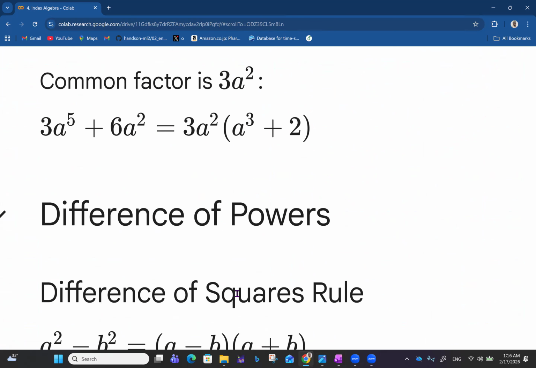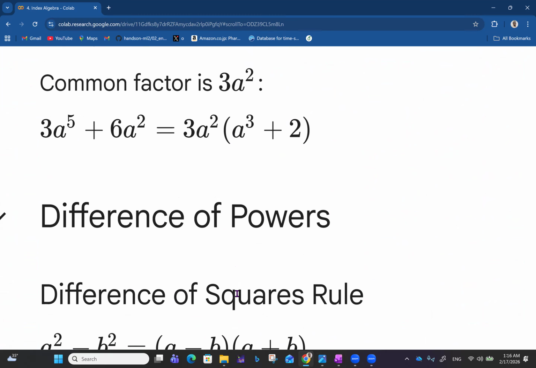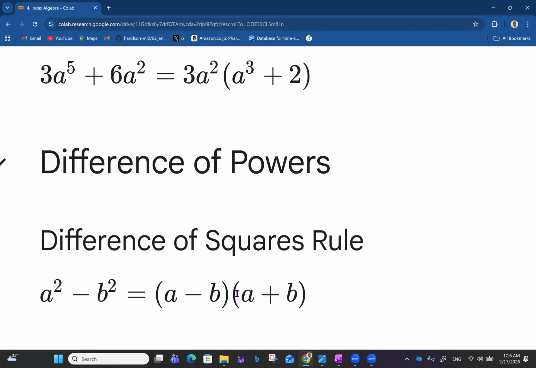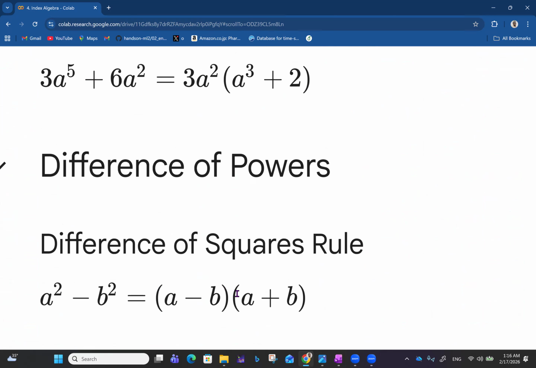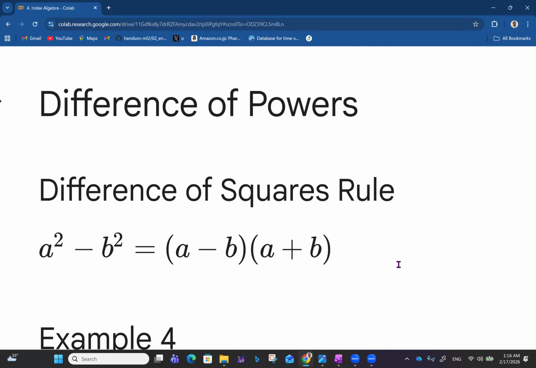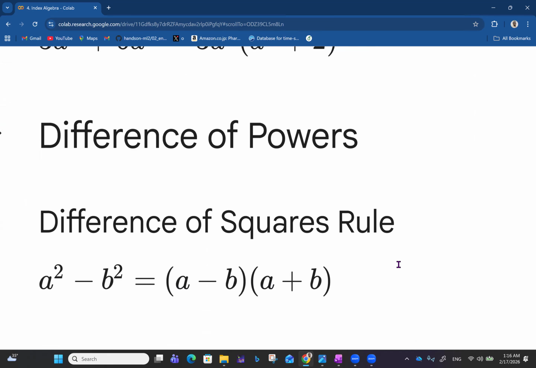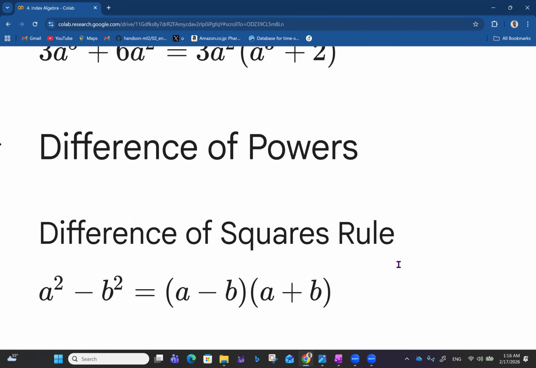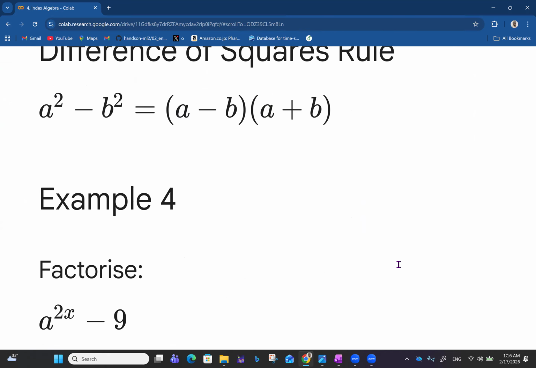Okay, so we can then talk about difference of powers. So that was the common factor method. What about difference of powers now? I have on many occasions talked about difference of squares rules, that a squared minus b squared is equal to a minus b multiplied by a plus b, to be clear with that.